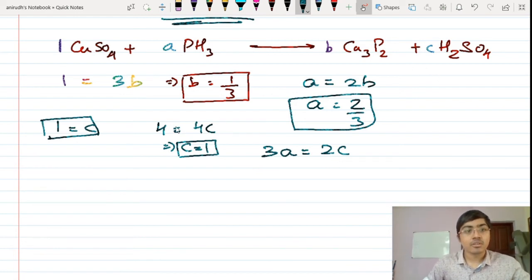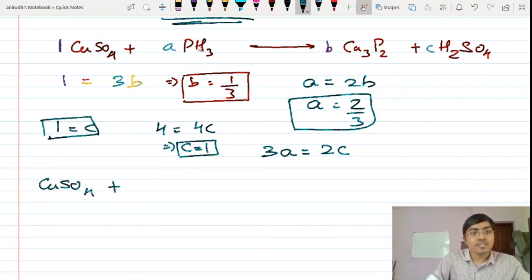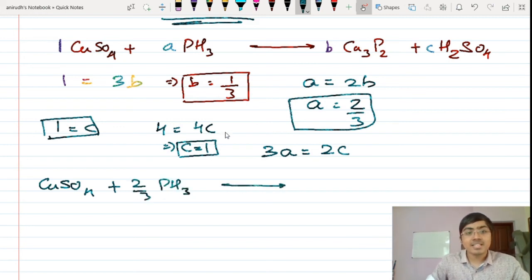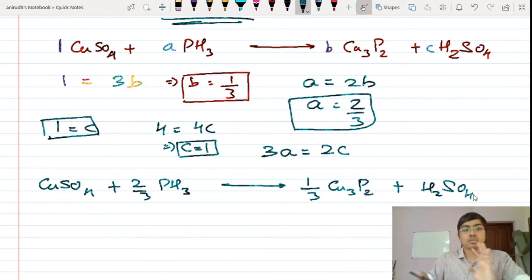What am I left with? I got A, B and C. What am I left with? Nothing else, isn't it? So this is copper sulfate plus, in place of A I will be substituting 2 by 3 PH3, gives B is equal to 1 by 3 Cu3P2 plus H2SO4, that is C. C is 1, H2SO4. Now to make it into a good form, what I will simply do is I will simply multiply this throughout by 3.